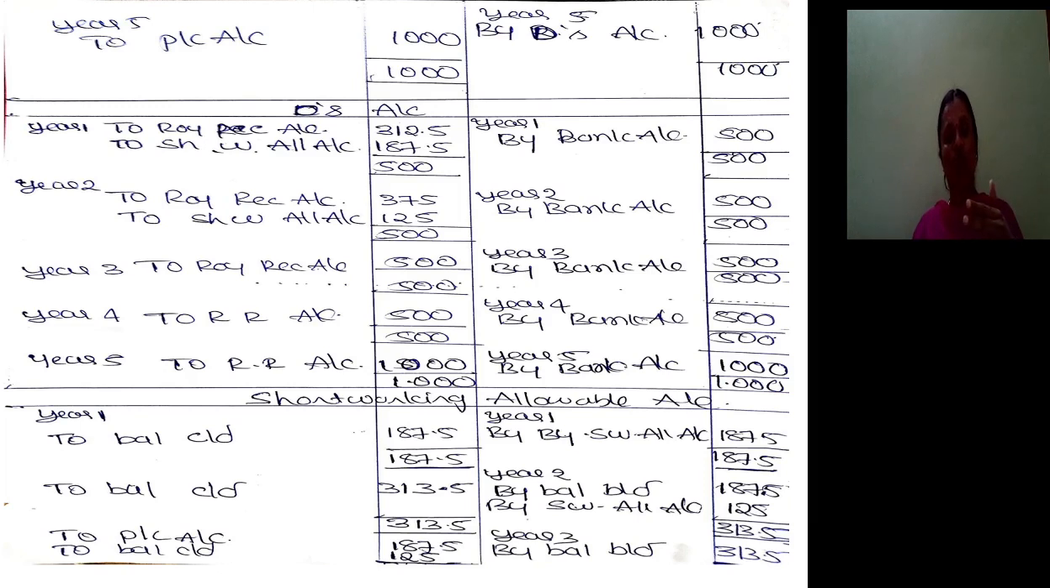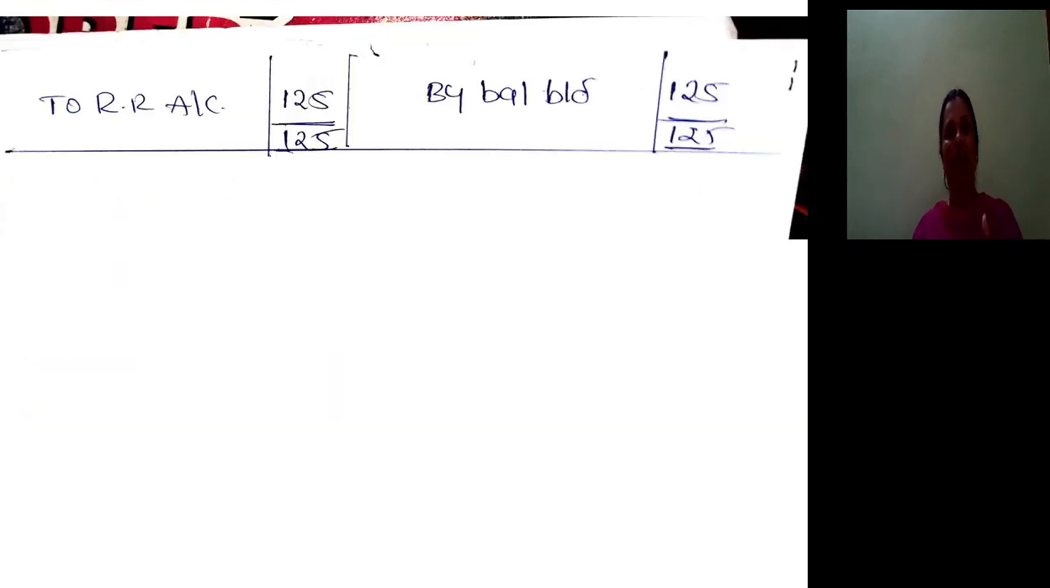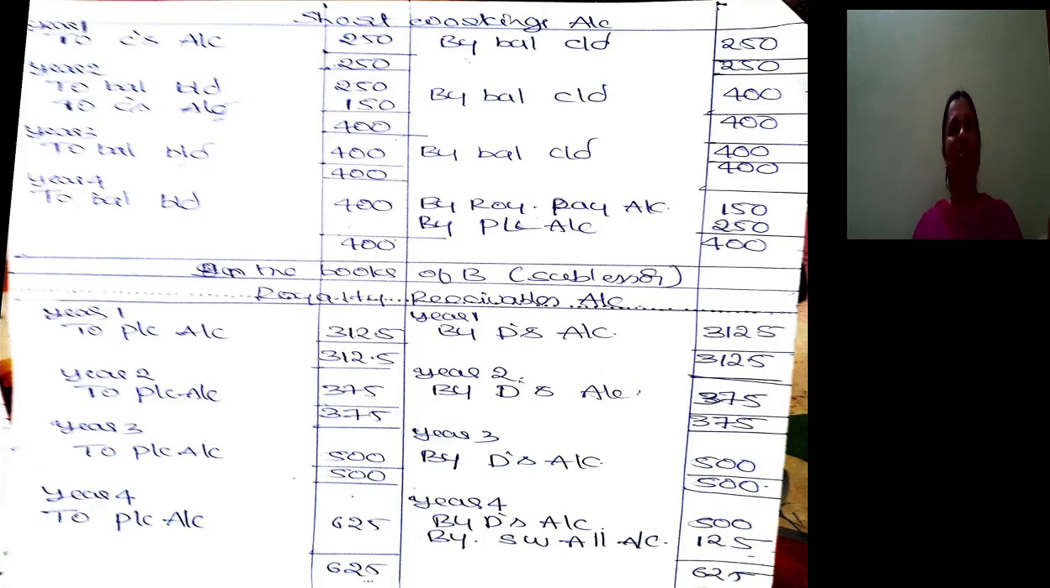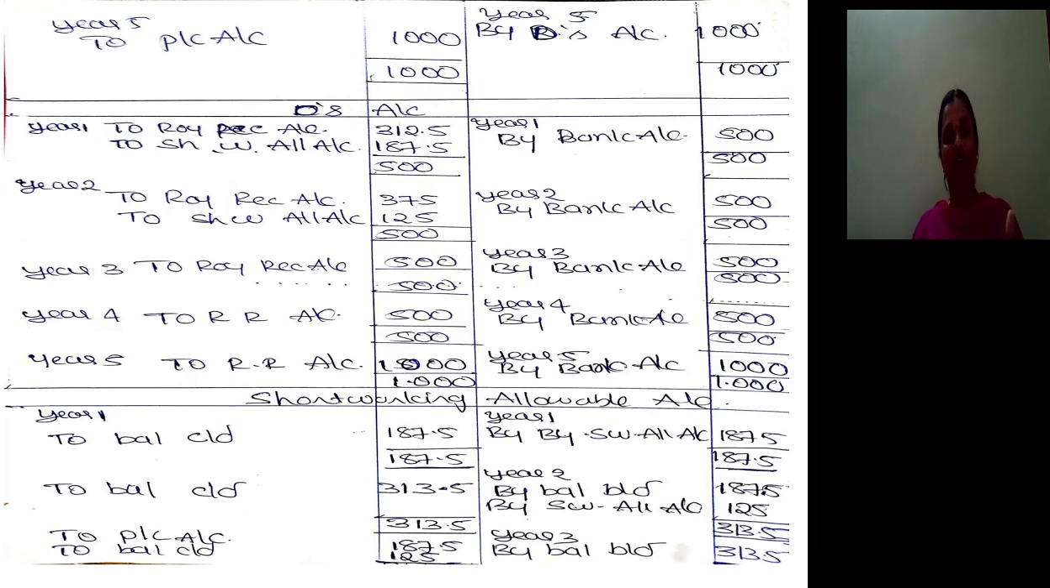Then we have to go to the short working account. Here the 187.5 of the first year has to be transferred to profit and loss account because it will become irrecoverable, as this is the last year to recoup it. So to profit and loss account 187.5, to balance carried down 125, and in the fourth year by balance brought down it is 125. So next we are moving towards the end of third year.